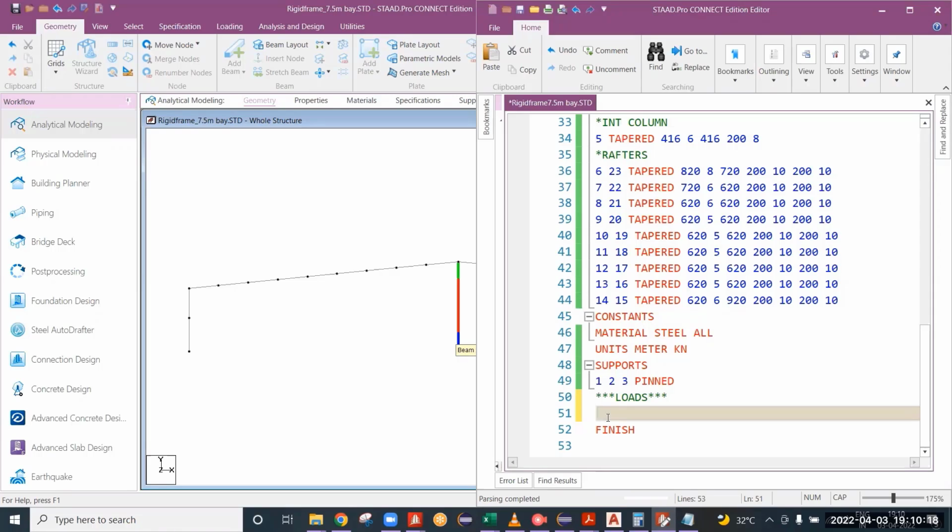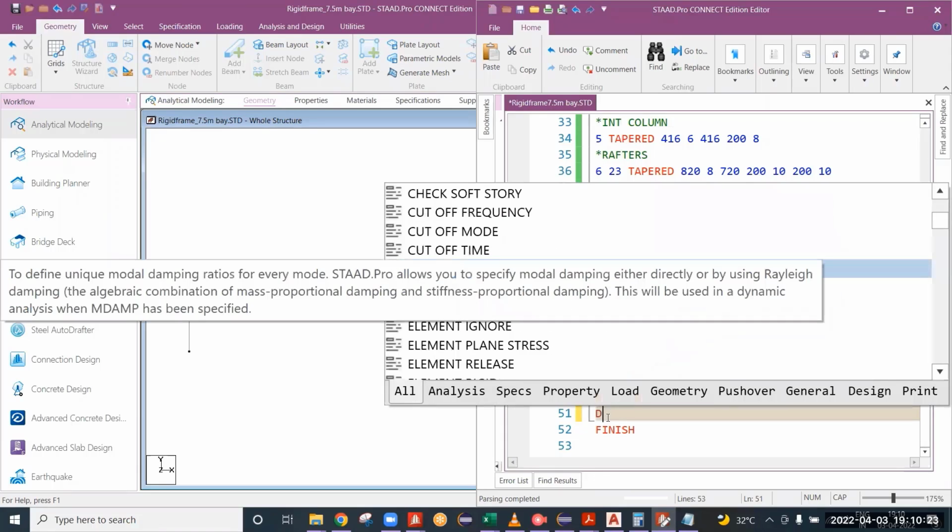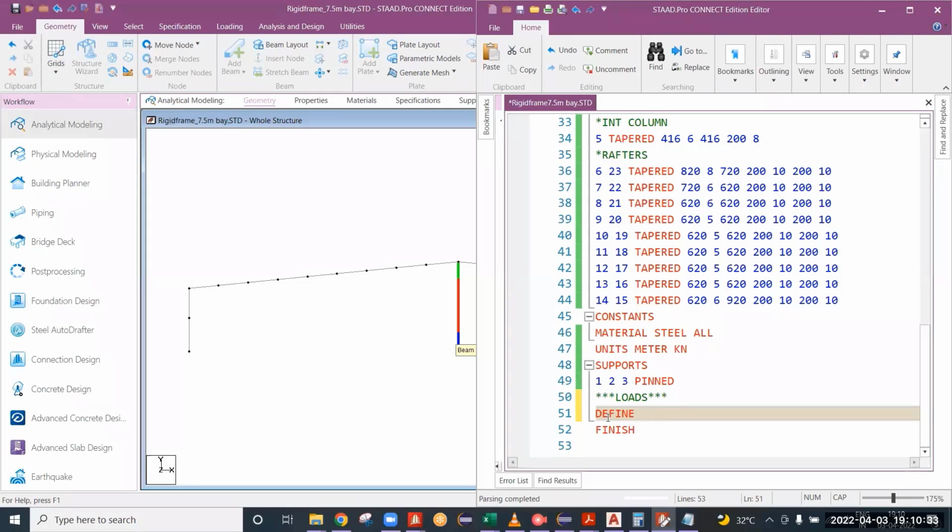So for that I'm defining it. All this is syntax. I'll let you know how to do it without syntax also, so don't worry about all these things. Define IBC 2012. Since we are using the 2010 edition of ASCE 7-10, we have to use the IBC code that comes after 2010, so I am taking IBC 2012.